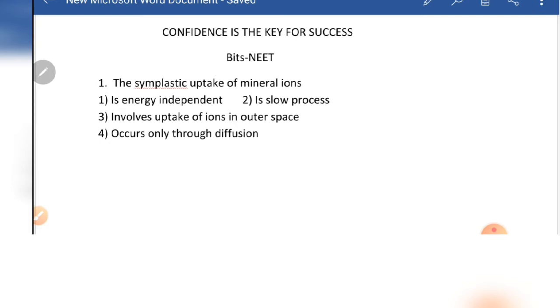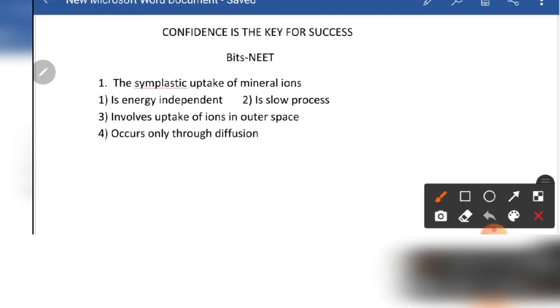Confidence is the key for success. Yes, without confidence, we can't do anything. So let me start with question number 1.